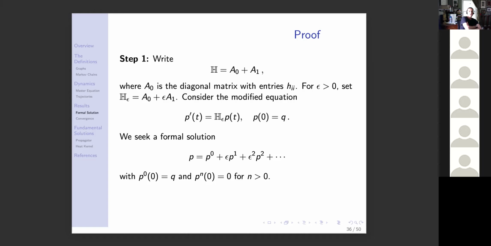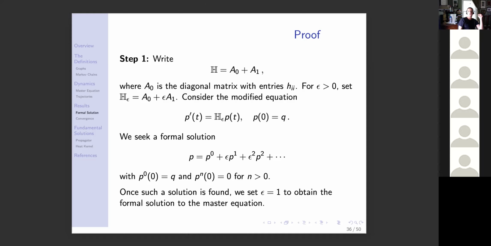Okay, and I want a formal solution that's a power series in epsilon with the property that P upper 0 of 0 is the initial distribution Q, and then P upper n of 0 is 0 for n bigger than 0, because I want to satisfy the initial condition. Okay, so that's step one. You play this trick, right? Once a solution is found, we're going to set epsilon equal to one to get the formal solution to the master equation. When I say formal solution, I don't worry about convergence of the power series at this point. That's what a formal solution is.